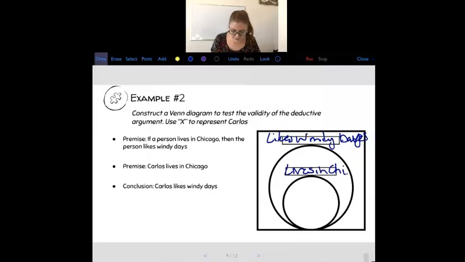Carlos lives in Chicago, so our X represents Carlos. Carlos lives in Chicago, so our X should be inside of this circle. Carlos likes windy days. So do the premises support the conclusion? In this case, it does. X is on the inside. Carlos lives in Chicago. Everyone who lives in Chicago likes windy days. So this would be a valid argument. Is it sound or unsound? Depends on what you think.